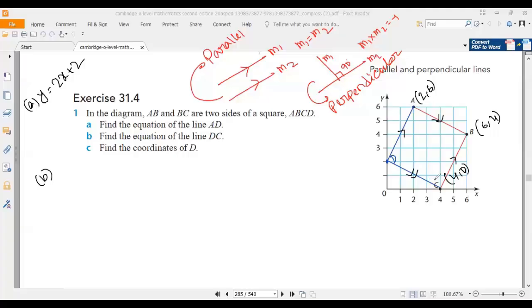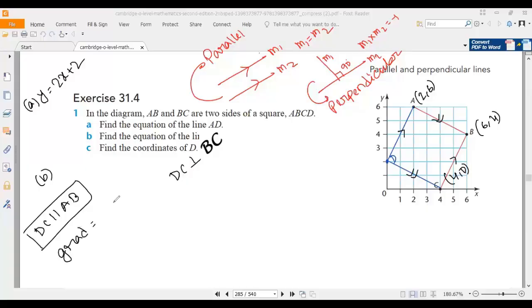If we look at the line DC, we can say that this line DC and this line AB are parallel, or this line DC is perpendicular to BC. So here we can say two things. One is DC is parallel to AB, and another way we can say DC is perpendicular to BC. If these two lines are parallel, then the gradient of DC and the gradient of AB should be the same. So the gradient of DC and the gradient of AB will both be the same.